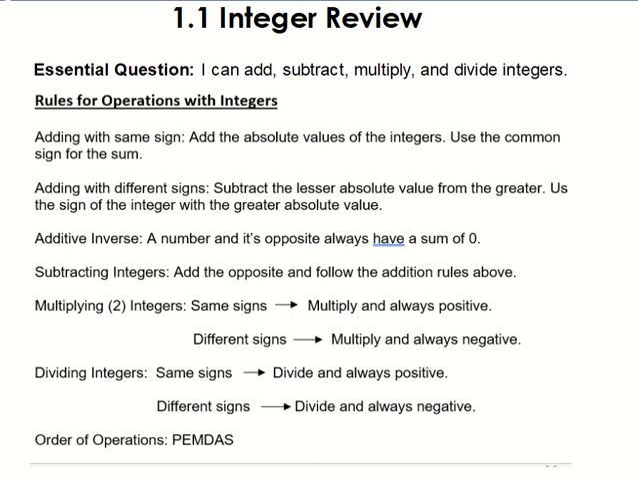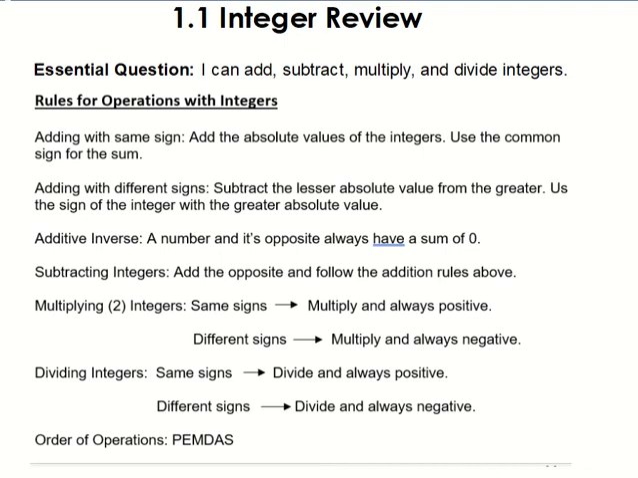All right, so today we're just going to review integers from last year. We put it as part of 1-1, but it's just to prep you for module 1. So we're going to add, subtract, multiply, and divide integers. Instead of having a vocabulary, we decided to put in the rules to remind you of them from last year.